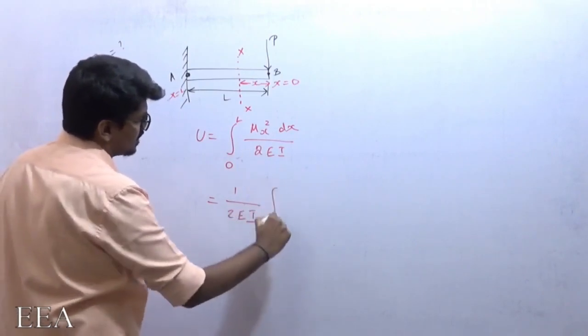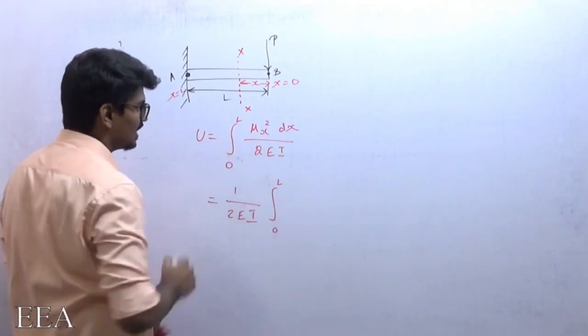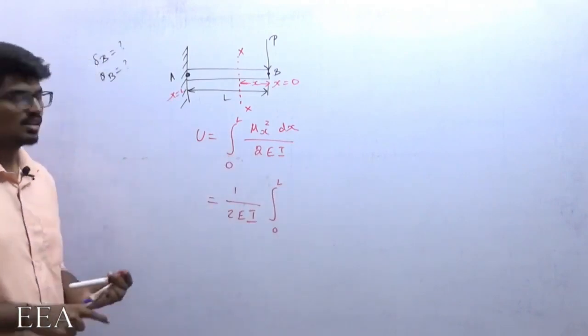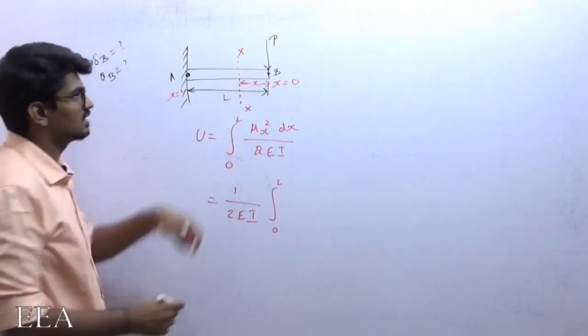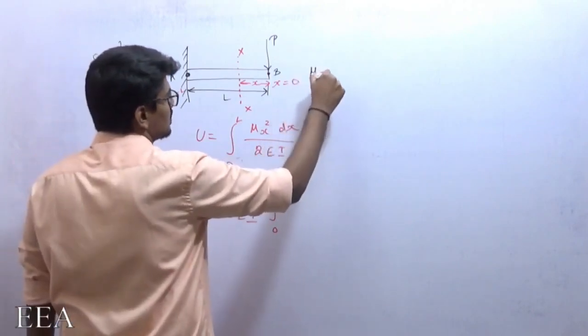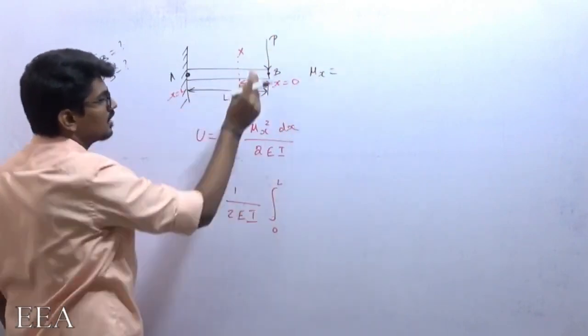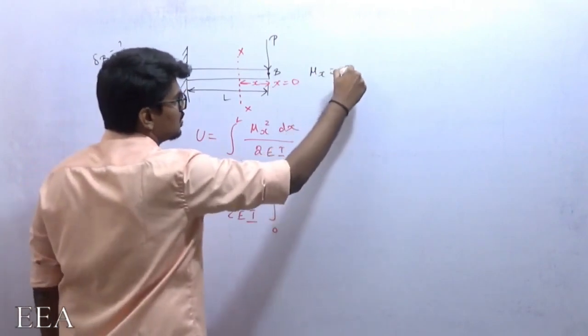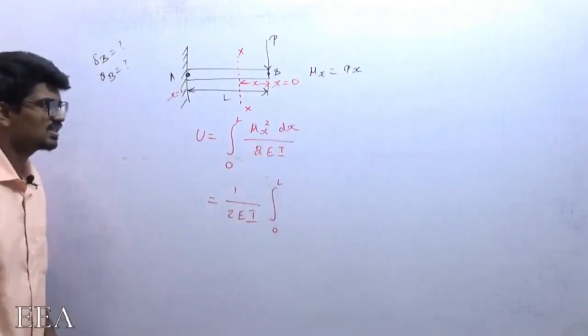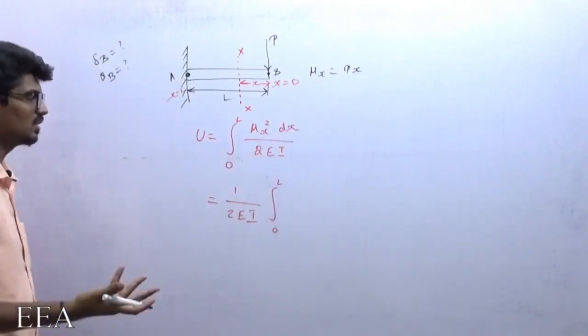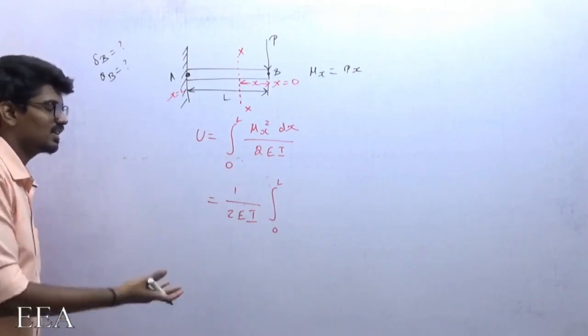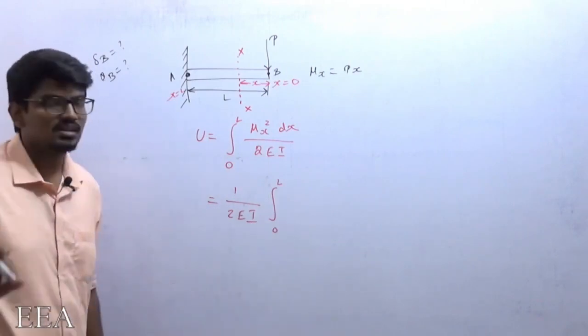So now integration from 0 to L. What is Mx? That is the moment at a distance x from the right side. How to determine that? Mx will be equal to what? P into distance x, right? So P into distance x. Don't worry about the sign convention again, because we already know that for deflection and slopes, they are not going to ask you the sign convention.